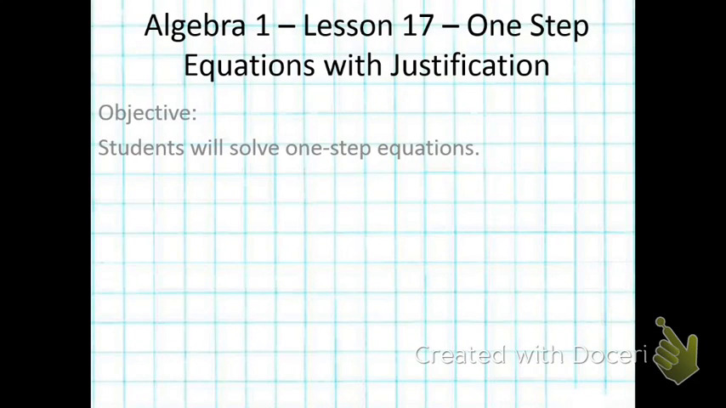This is Algebra 1's Lesson 17, one-step equations with justification.